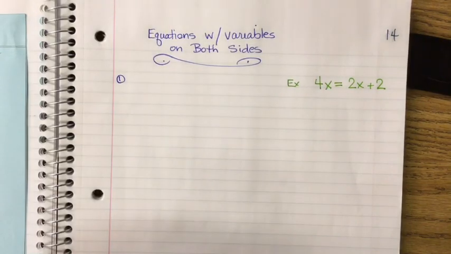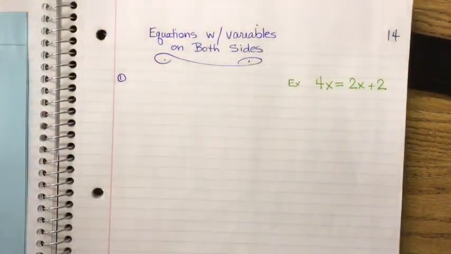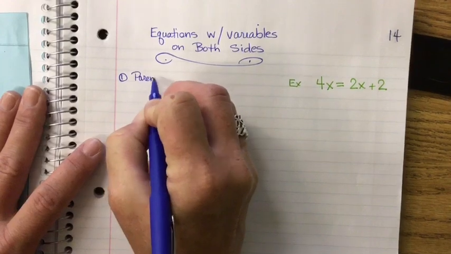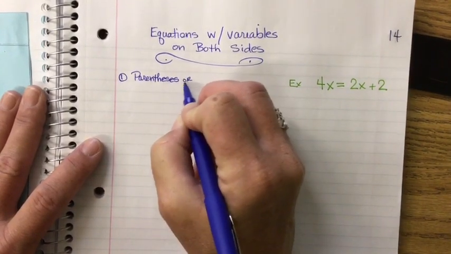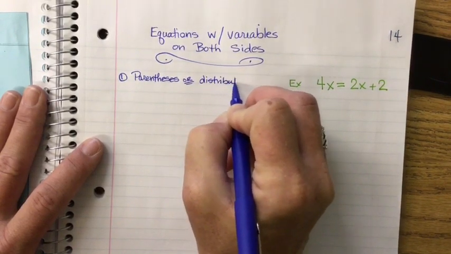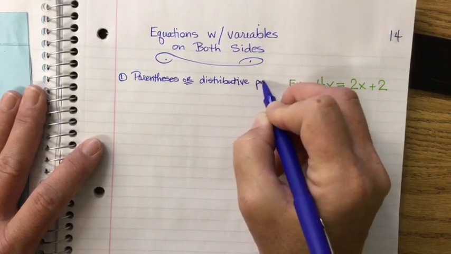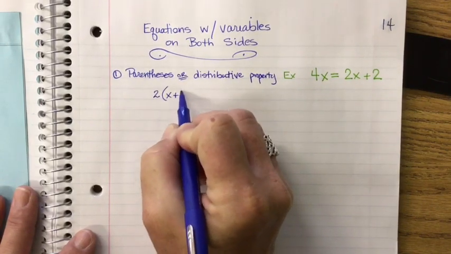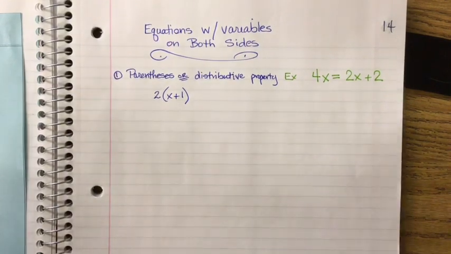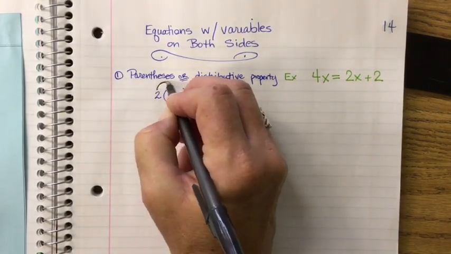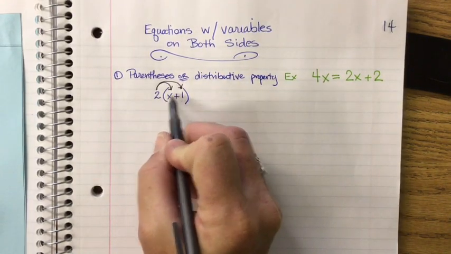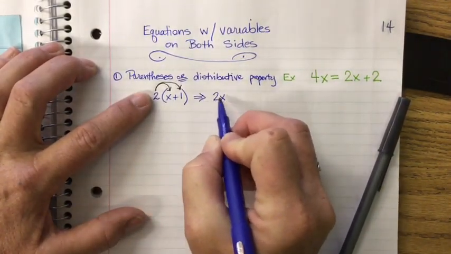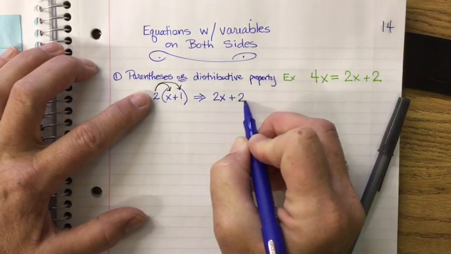I don't have it in my example, but I want to make sure I put that there because sometimes you will see it, which is the distributive property. We want to make sure that we take care of any parentheses or distributive property. So what does that look like? If I had 2 times x plus 1, we would distribute this 2 to everything in the parentheses. And remember that there's no operation between them, so it's going to be multiplication. So 2 times x is 2x plus 2 times 1 is 2.